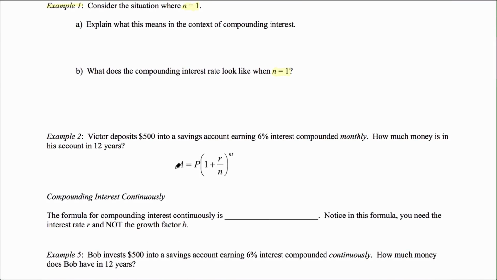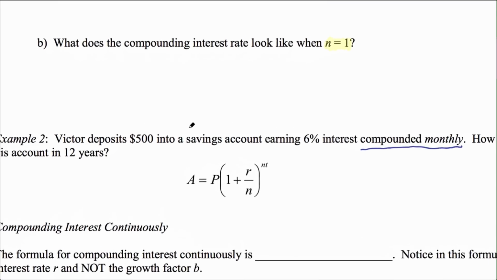So that says Victor deposits $500 into a savings account earning 6% interest compounded monthly. So there's that key phrase that lets us know which formula to use. And it says how much money is in his account in 12 years. So we're going to need to use this formula here. And let's break down what we're given in this problem.